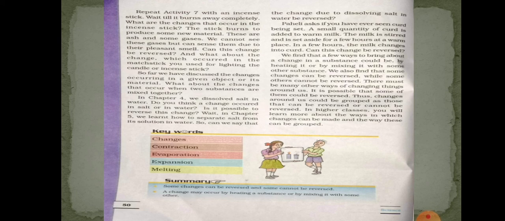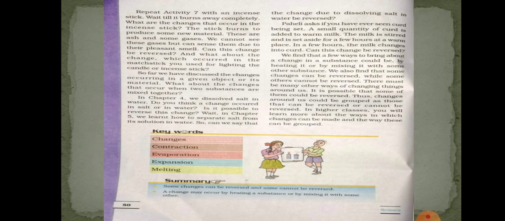We find that a few ways to bring about change in a substance could be by heating or by mixing it with some other substance. We also find that some changes can be reversed while some others cannot be reversed. There must be many other ways of changing things around us. It is possible that some of them could be reversed. Thus, the changes around us can be grouped as those that can be reversed and those that cannot be reversed, that is, reversible or irreversible.